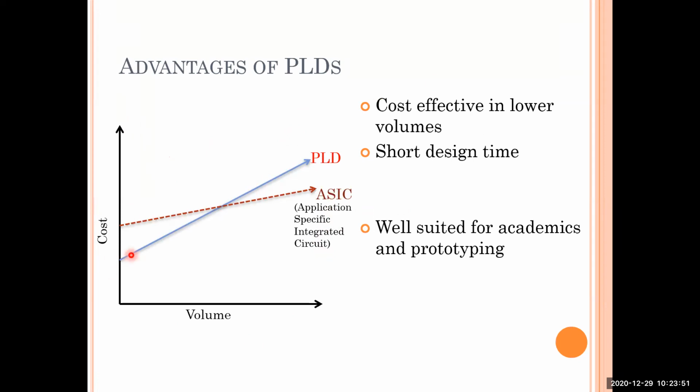As the volume is increasing, you can see that this particular PLD is cost effective in lower volumes. When it comes to the lower volume, it is a cost effective one. But when it comes to the ASIC, even in the lower volumes, it's not that cost effective. In the lower volume, whenever you are having less number of components on an FPGA board, it's cost effective. And short design time: this particular PLD takes a shorter design time.